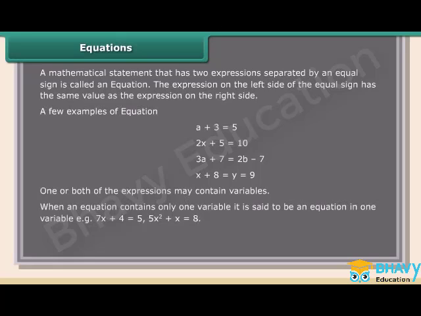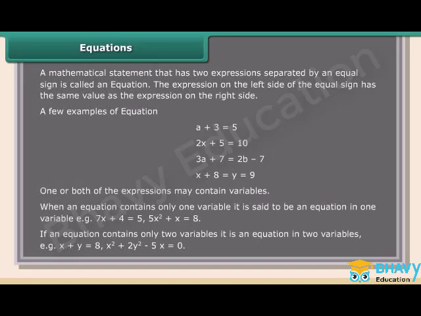That is, 7x + 4 = 5, 5x² + x = 8. If an equation contains only two variables, it is an equation in two variables. That is, x + y = 8, x² + 2y² − 5x = 0.